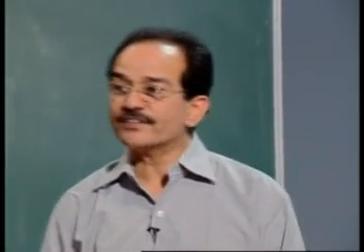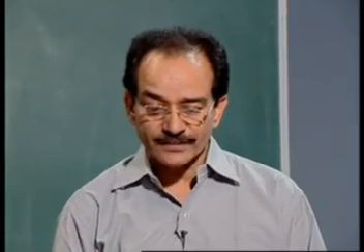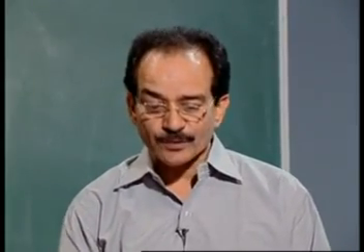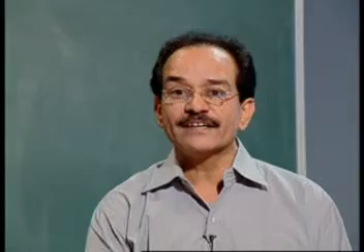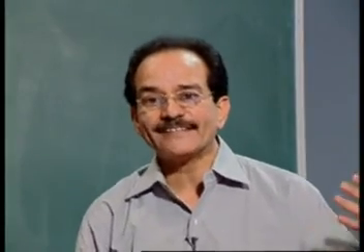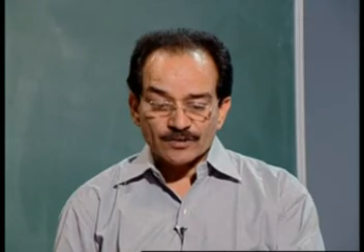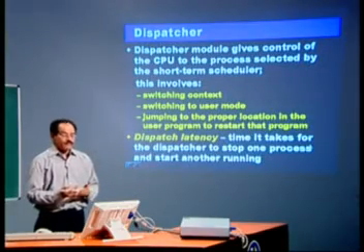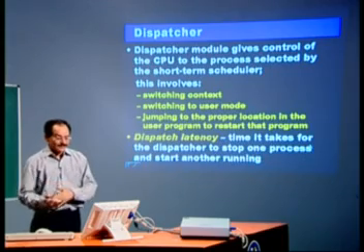Now, then we have got another module there, which we say is a dispatcher. What is the function of the dispatcher? It gives control of the CPU to the process selected by the short term scheduler. As we discussed earlier, there is one short term scheduler. What is the function of the short term scheduler? It takes the job from the memory, puts it into the CPU. So, this is the dispatcher module which gives the control of this particular process for the execution to the CPU.